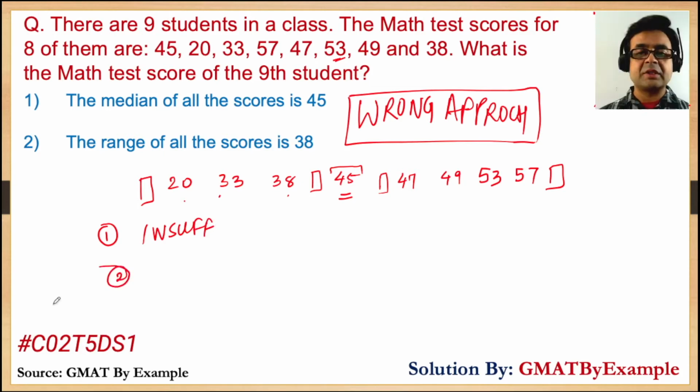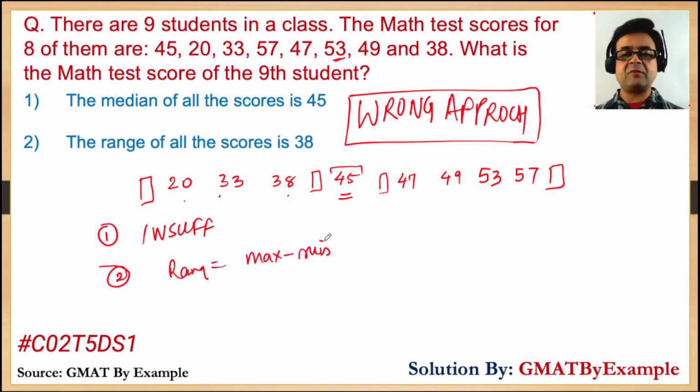Now, statement 2: the range of all the scores is 38. Range is the maximum value minus the minimum value. Here the values are right now 20 and 57, so 57 minus 20 is only 37. Of course, the range is 38, not 37. So something is wrong here.